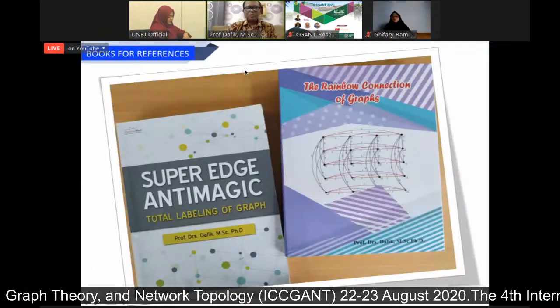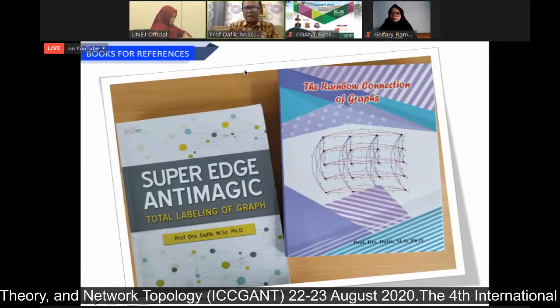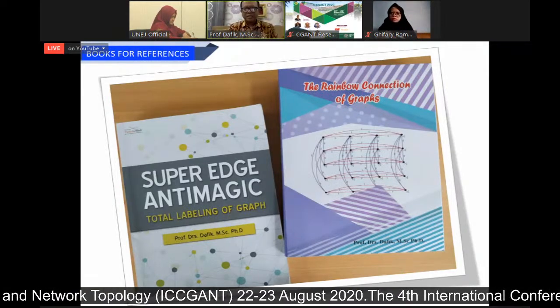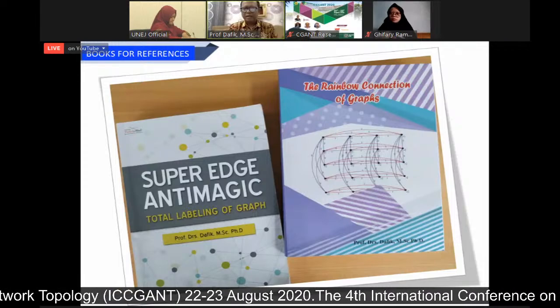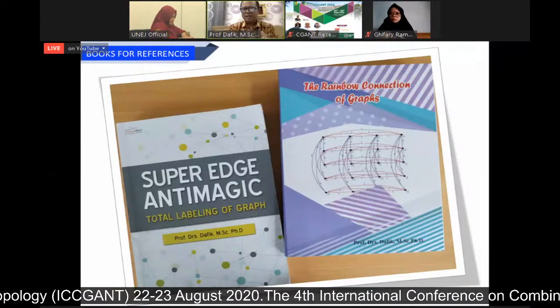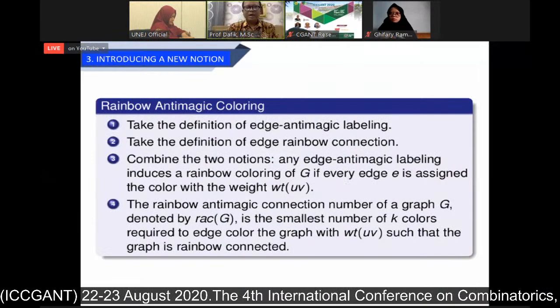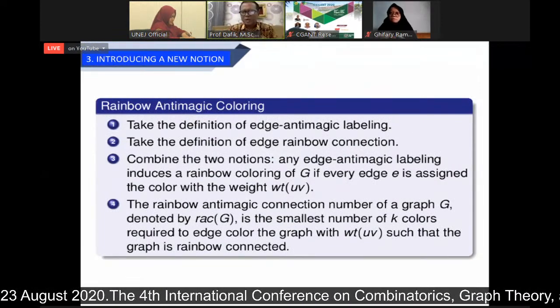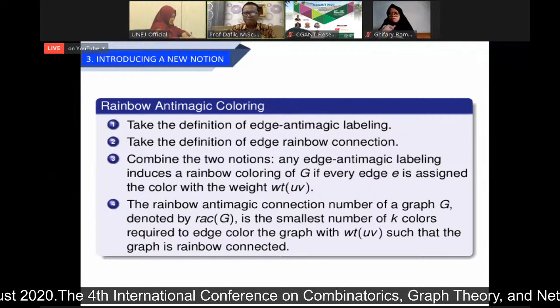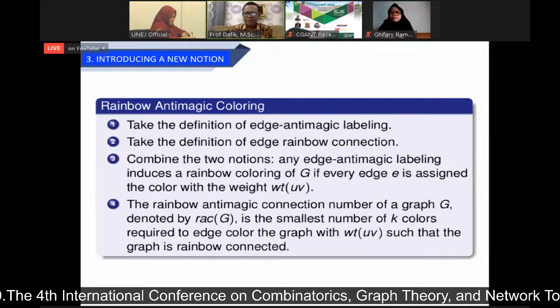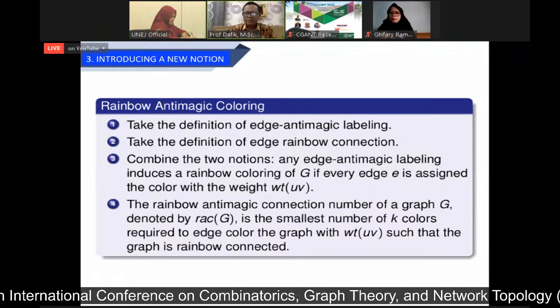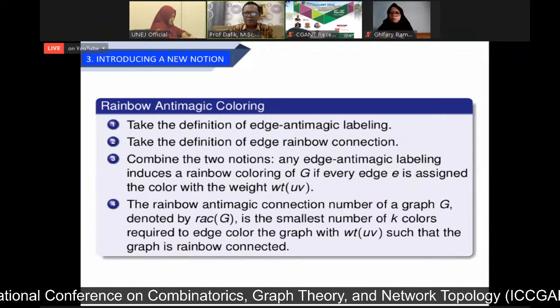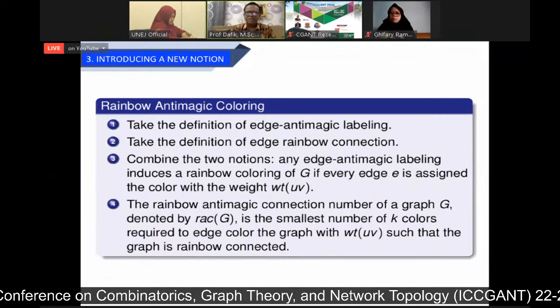Okay, with these two notions, I already have a book on super H anti-magic total labeling and the rainbow connection of graph, and then we combine them now. We have a rainbow anti-magic coloring. This is actually the concept of recent study that our research group members are working a lot on.